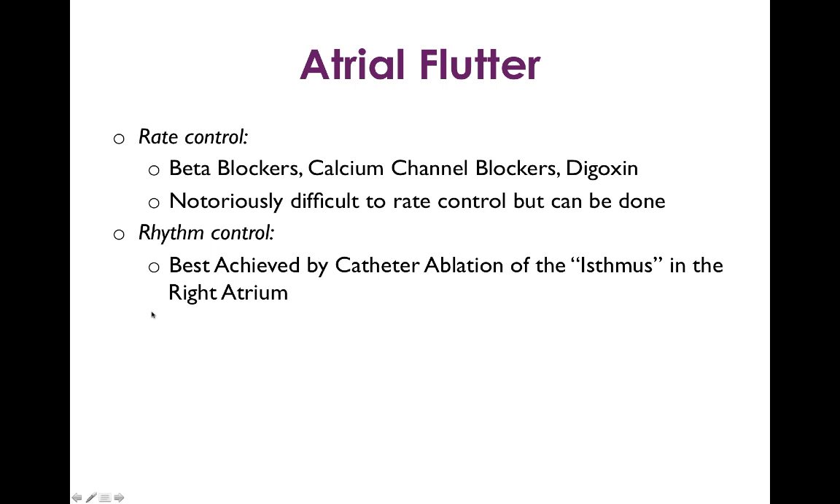For rhythm control, again, you can use some of the agents we talked about for atrial fibrillation, but really, rhythm control for atrial flutter is best achieved by catheter ablation of that isthmus, the structure that connects the tricuspid valve and the inferior vena cava, because that's a really small area, and it's a pretty straight shot and a relatively easy ablation-type procedure to undertake. So that's really the best therapy for atrial flutter, the typical type of atrial flutter that you learn about here.